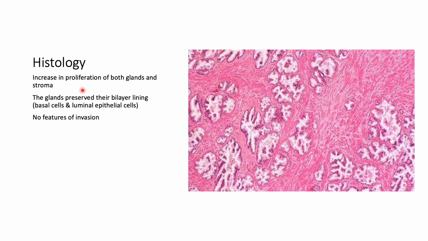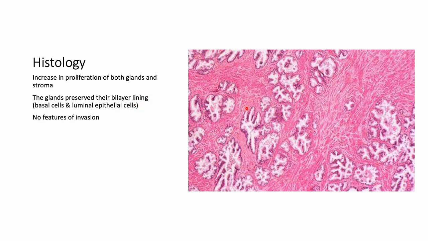Histologically, pathogenetically it is caused by the proliferation of both stroma and epithelial cells. So you can see there's an increase in proliferation of both glands and stroma. Apart from that, the glands preserve their bilayer lining. This is important because even though it is hyperplastic, it's not neoplastic, and it is not malignant.